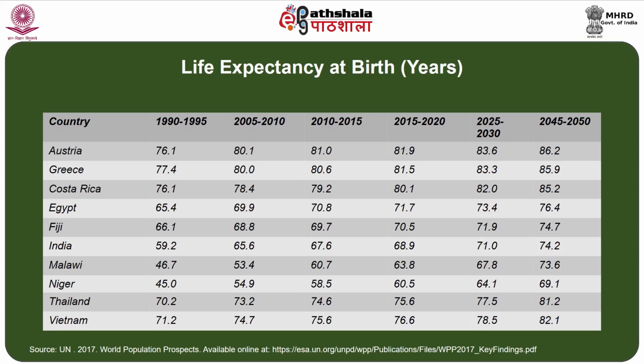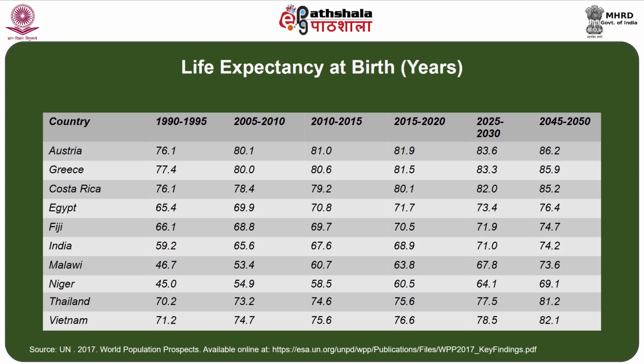Over time, looking at each country, we can see that Fiji had a life expectancy of 66.1 in 1990 to 95, which increased to 69.7 in 2010-2015, and it is projected to increase further to 71.9 in 2025 to 2030.